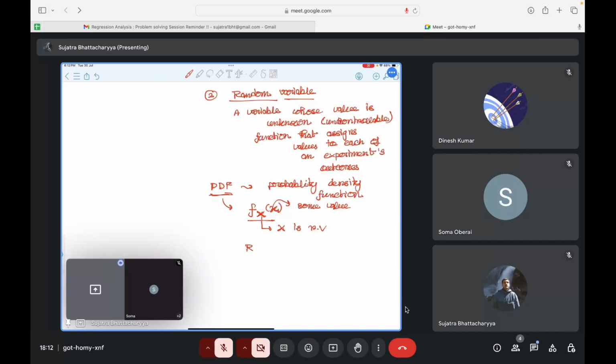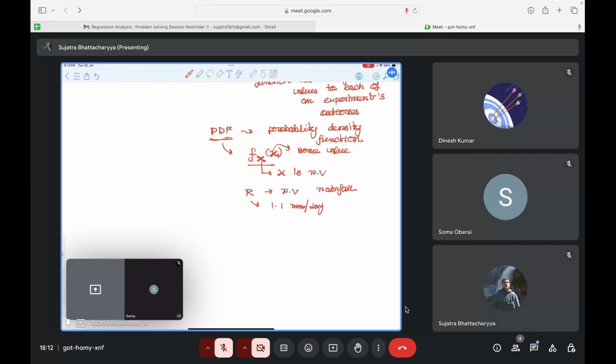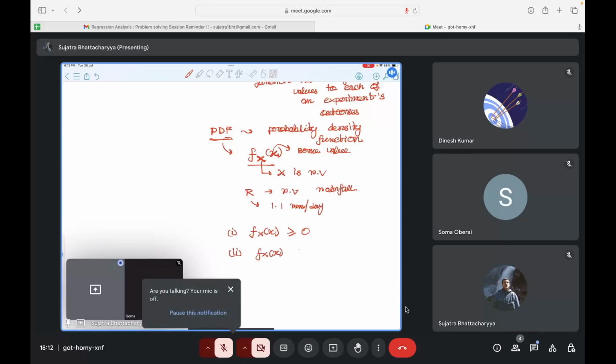For example, rainfall. Suppose R is the random variable, which is rainfall, and it is assigning some value, say 1.1 mm per day. So this is how we define the probability density function on a random variable. Fine. And some basic characteristics: this f_X(x) has to be greater than or equal to 0. Number two is that it can take higher values which are greater than 1. So it can be greater than 1 also.